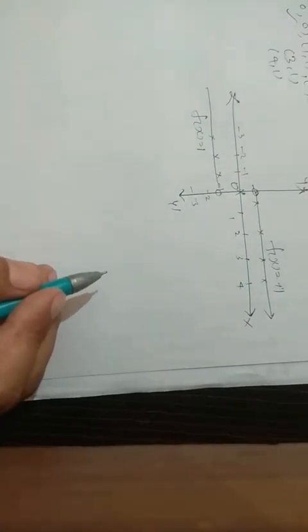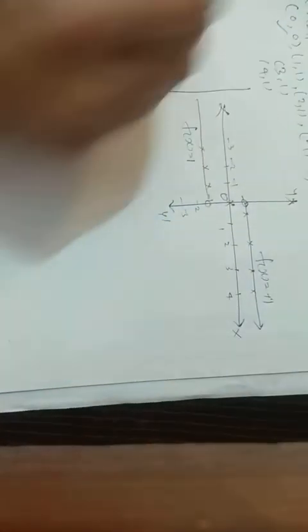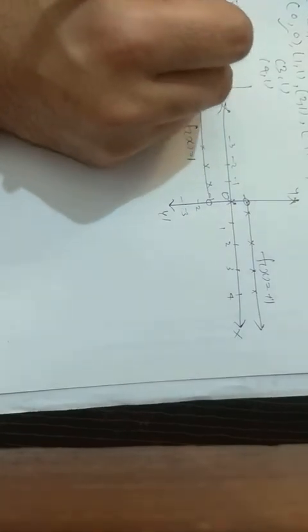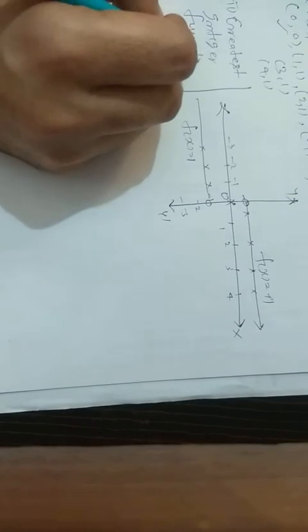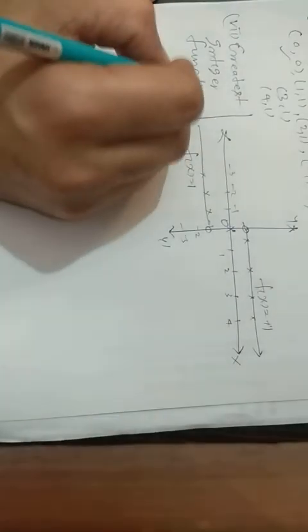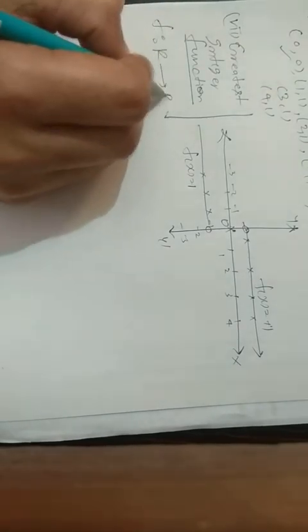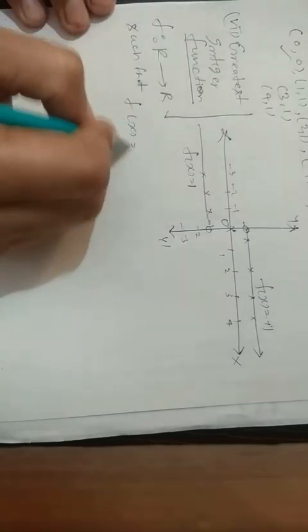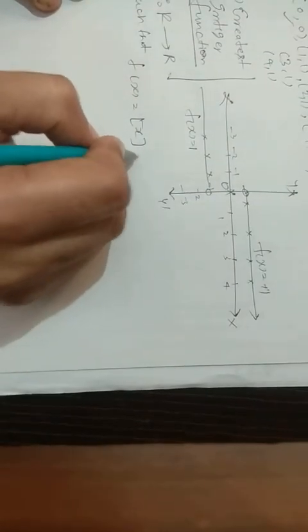Next is the greatest integer function, which is also important. Greatest integer function. f is a function defined from real numbers to real numbers such that f(x) is equal to the greatest integer of x, where x belongs to R.